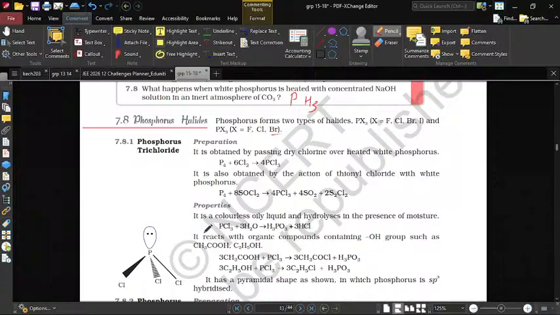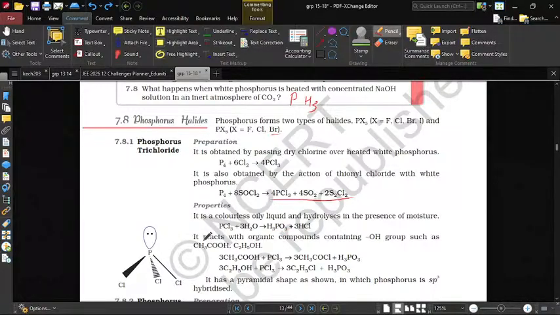It is also obtained by the action of thionyl chloride, that is SOCl2, on white phosphorus. P4 plus 8SOCl2 gives 4PCl3 plus 4SO2 plus 2S2Cl2. Properties: it is a colorless, oily liquid, and hydrolyzes in the presence of moisture. PCl3 plus 3H2O gives H3PO3 plus 3HCl.